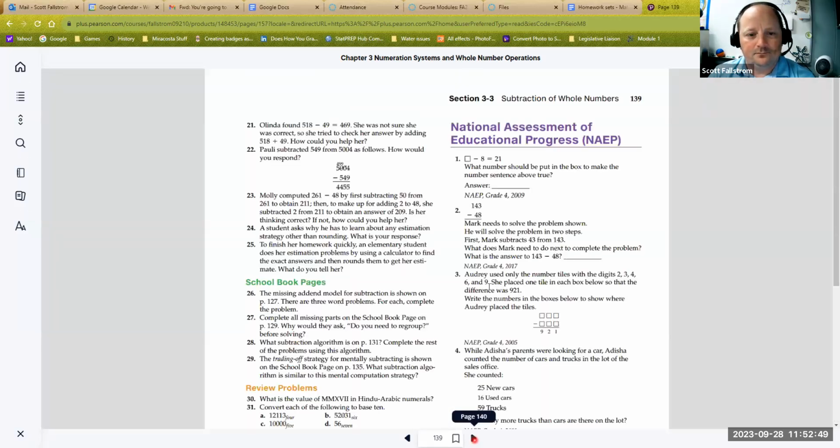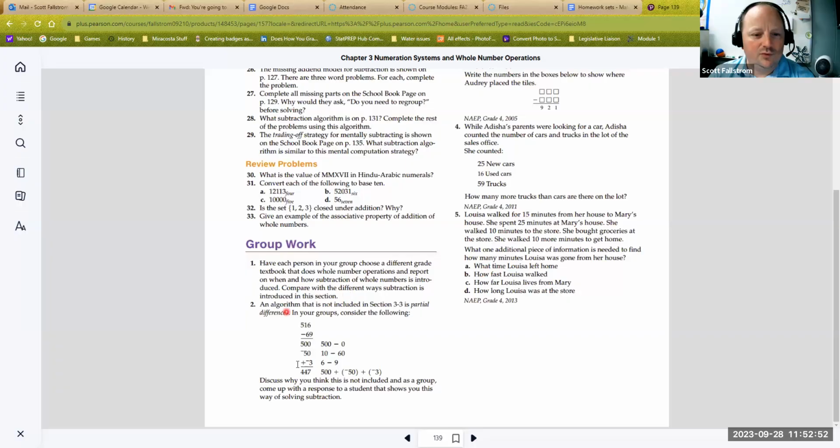Let's see, I asked you to do group work number 2. And so, yeah, this falls right into it. These are basically 3 of the same type of questions. Question number 14, 18, and then the group work 2.